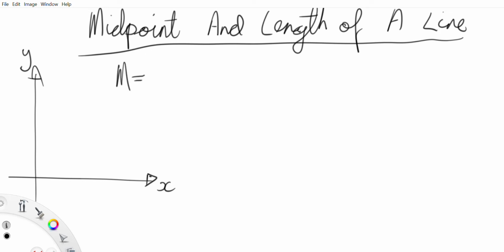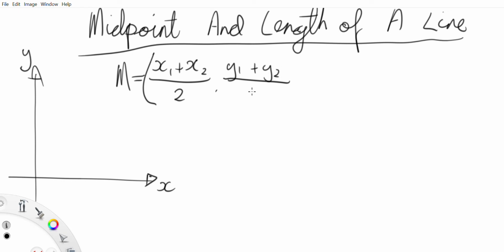Our main formula is the x1 plus the x2 all divided by 2, and then the same for the y. The y1 plus the y2 all divided by 2. I'll show you what that means.